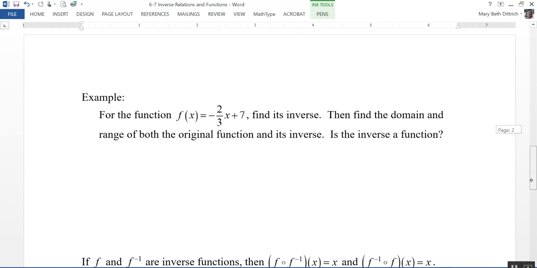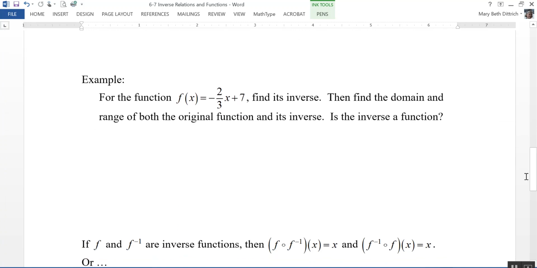Okay. Here's another example. For the function f of x equals negative 2/3 x plus 7, find its inverse. Then find the domain and range of both the original function and its inverse. Is the inverse a function? So clearly this is a function because that's a line, the equation of a line. It's a linear function. So let's go ahead and switch our x and y.